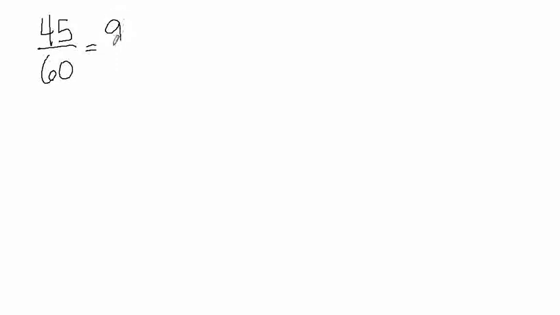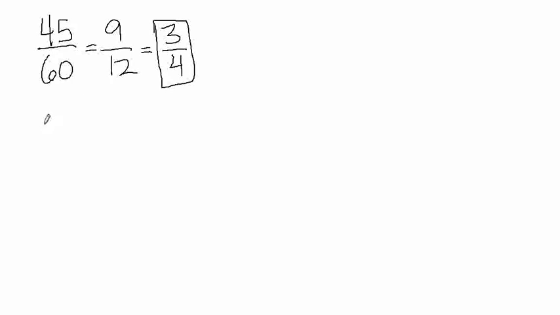That would give 9 over 12. Okay, now let's divide the top and bottom by 3. That gives 3 over 4, and we can't do any more division of the same number. So that is as far as we can get. So 3 over 4 is the reduced version of 45 over 60. Okay, with rational expressions, it's a similar idea. It's just that it's going to involve variables.